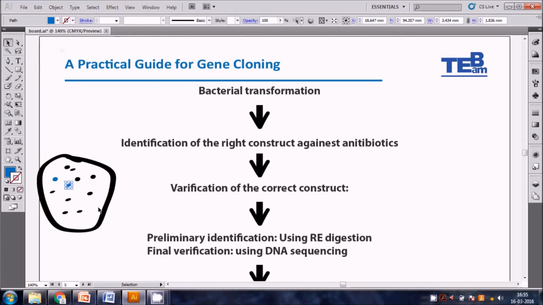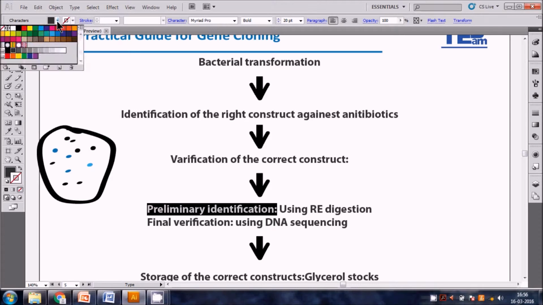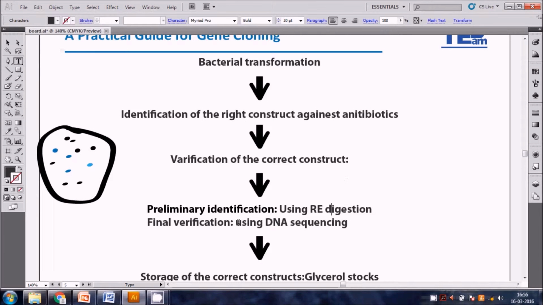So you will pick these 4 colonies from the plate, and you will purify the plasmid using the Qiagen plasmid extraction kit, and then you will verify the correct construct. There are 2 ways to do verification. One is called primary verification, which uses restriction digestion.